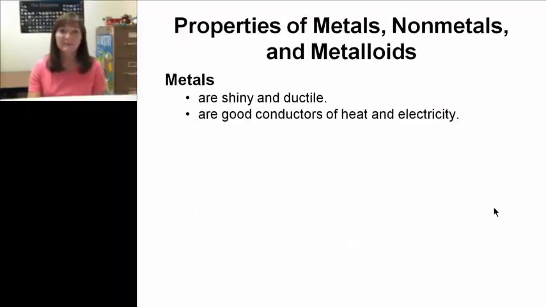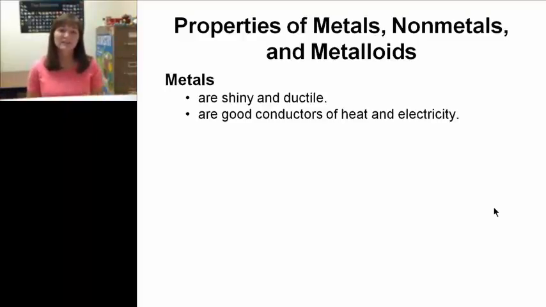A couple properties about metals and nonmetals and metalloids. Metals are shiny and ductile. So ductile means that you're able to draw them into a wire. So I think you're familiar with copper wire. So copper is a metal because it's shiny and lustrous, and it's also ductile because it can be drawn into a wire.